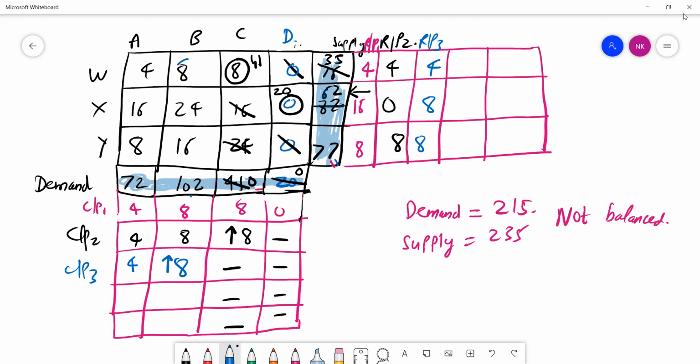So find out the minimum value, this one, 8. Allocate 102 and 35. So allocate 35 over here. So this will become 0. And subtract 35 from this. So it will be 67, if I am not wrong. Since this has become 0, this row will not participate in the next iteration.